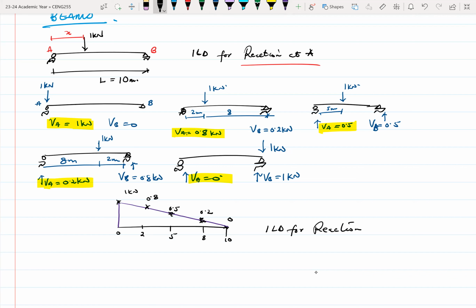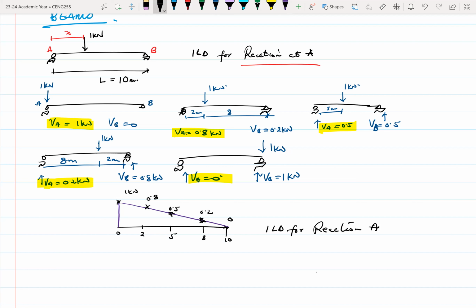So what this simply means is that we are looking at the different positions of the 1 kilonewton load and how it affects VA, or RA. It means that the highest effect on the reaction at A will be felt when the load is at point A. As the load moves from A to B, its influence begins to reduce to the point where at B, the influence goes to 0. So that's what you did in your first year basic structures class. This is just a recap, all right?